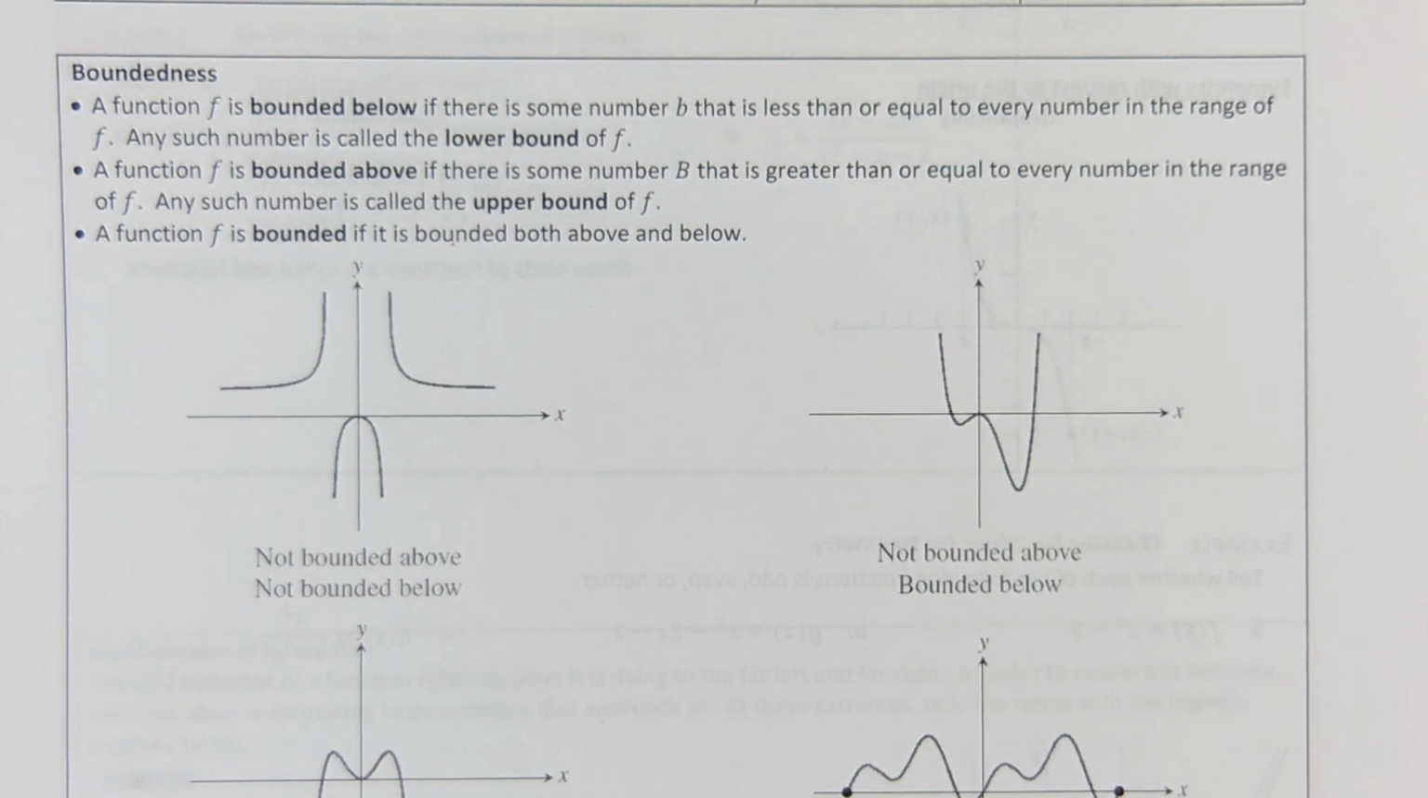So if you have a top value that you can't go through, bounded above. If you have a bottom value you can't go below, bounded below. And if the graph happens to have both a top and a bottom, we just say bounded. Cool? All right.